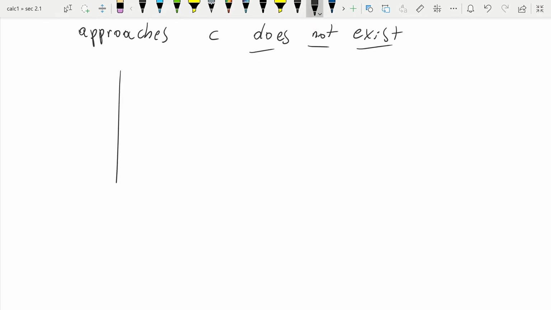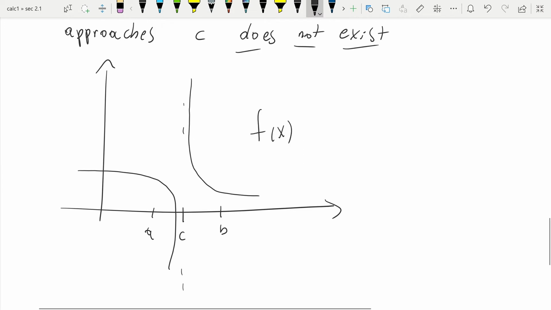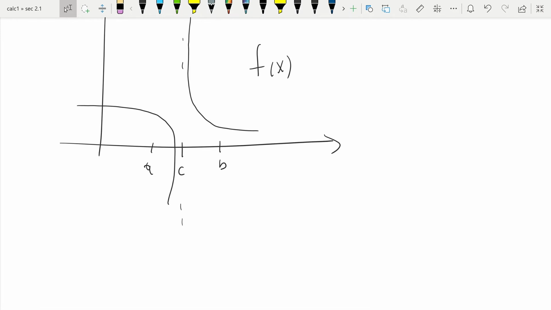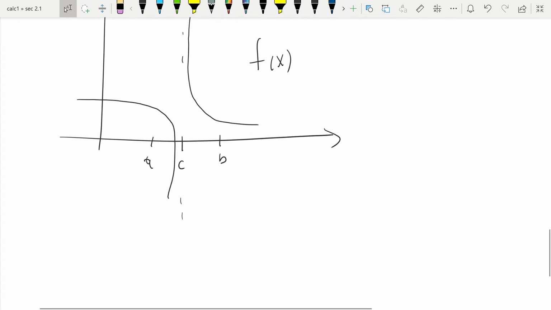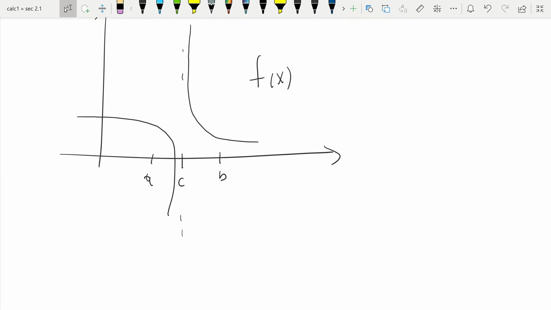Let's go over one final example, which is kind of worse than the last situation. So we have again our point c sitting inside some interval ab and a function f. In this scenario, we have a function f that possesses a vertical asymptote at the point c.